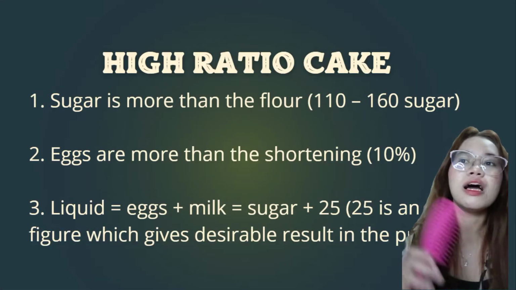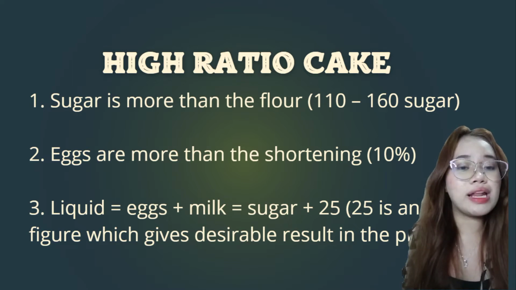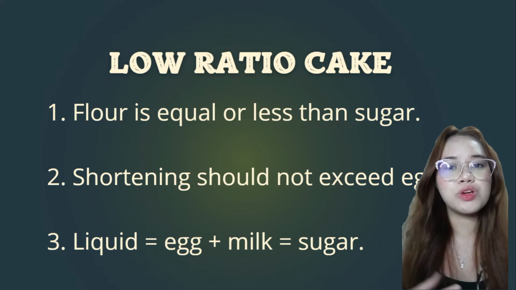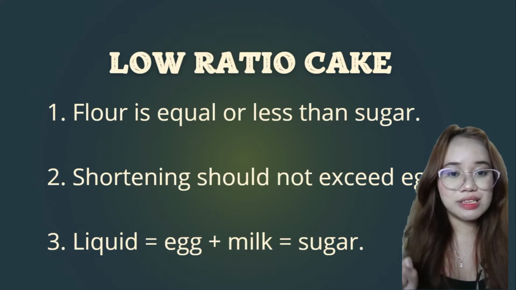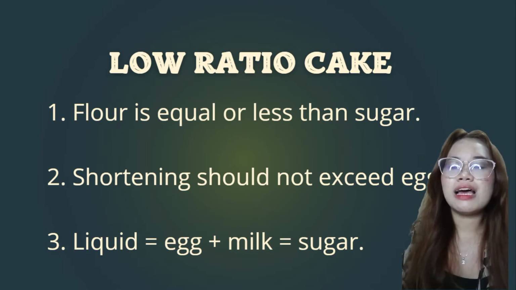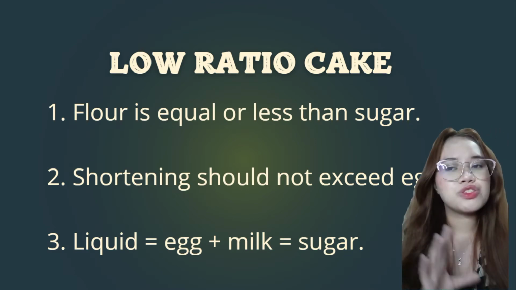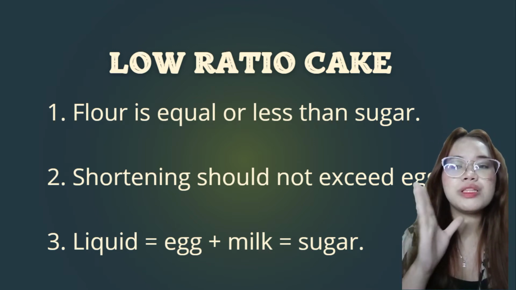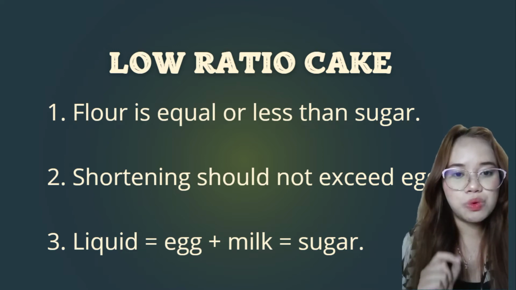Okay, next slide. A high ratio cake has more sugar than flour, while a low ratio cake has either equal proportion of sugar and flour, or sugar is less than flour. So for the low ratio cake, flour is equal to or less than sugar. Shortening should not exceed the egg. Liquid equals egg plus milk equals sugar. That is the low ratio cake.